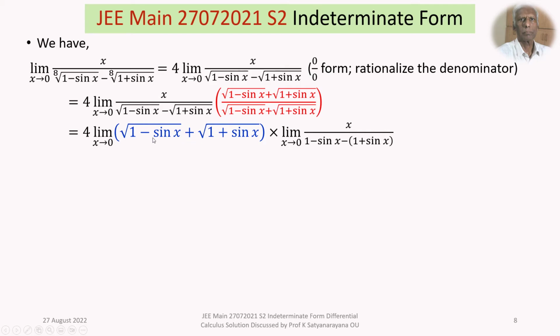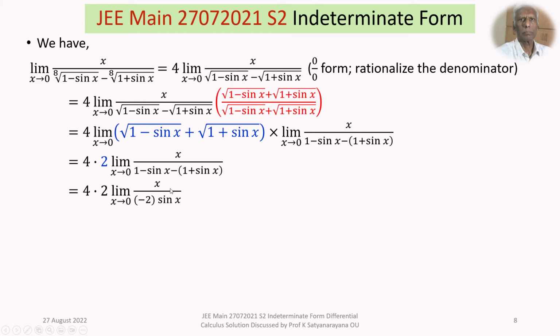And when you take the limit, the limit of the product is equal to the product of their limits, which we have applied. The limit of this is 2, and here 1 minus 1 cancels and you are left in the denominator with minus 2 sin x. This will be 4 into 2 times limit as x tends to 0 of this, and cancellation takes place. 4 into 2 times limit of x by minus 2 sin x, and cancellation takes place, and you will get minus 4 times limit as x tends to 0 of x by sin x. And the answer is minus 4, because the limit as x tends to 0 of sin x by x is 1. So this is minus 4. So the answer is minus 4.